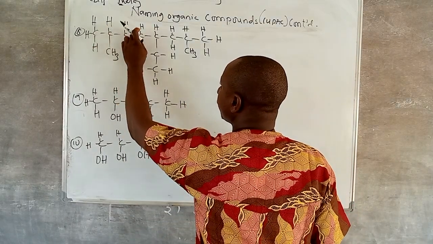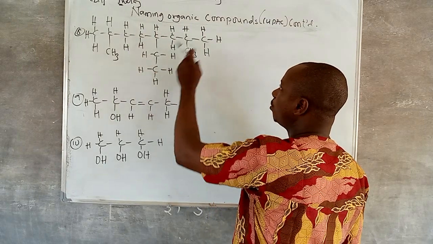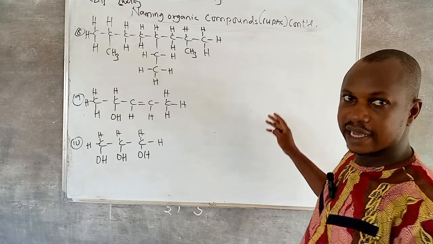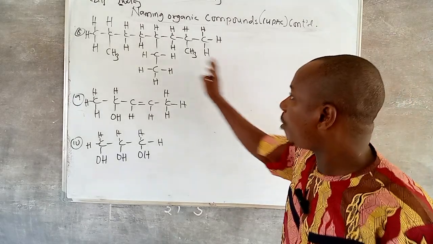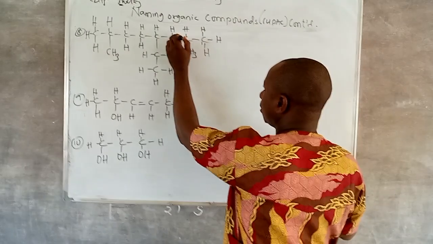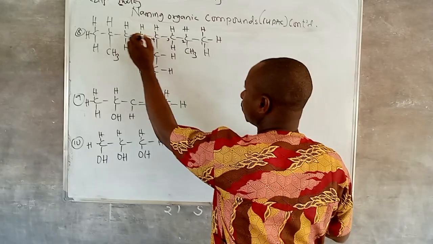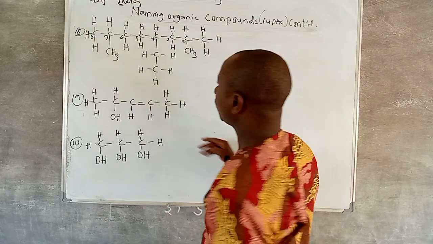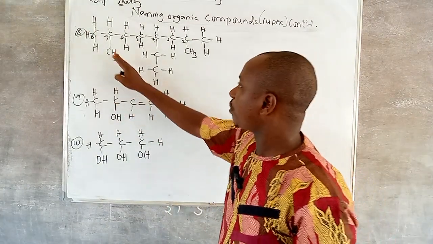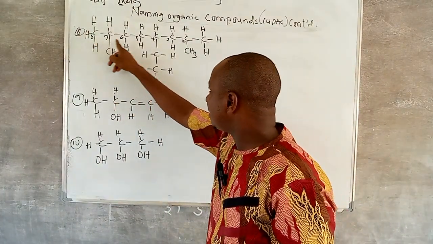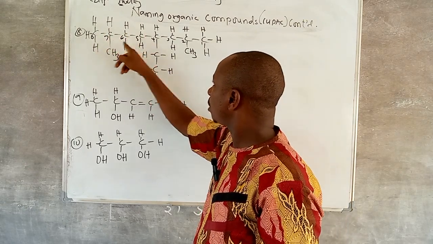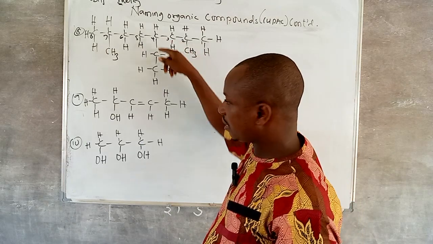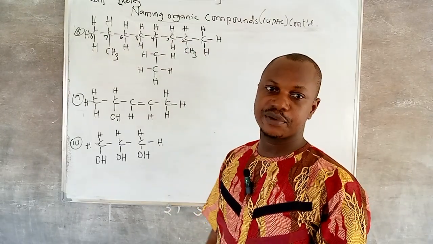1, 2, 3, 4, 5. Carbon number 5 carries the tail, but 1, 2, 3, 4. Which one is the closest? 4, I guess. I am starting my numbering from behind. So 1, 2, 3, 4, 5, 6, 7, 8. Remember, I'm supposed to start from here. But if I start here, it is carbon number 1, 2, 3, 4, 5. Carbon number 5 will carry the tail. But if I start here, carbon number 4 carries the tail. The lowest number will always have preference.